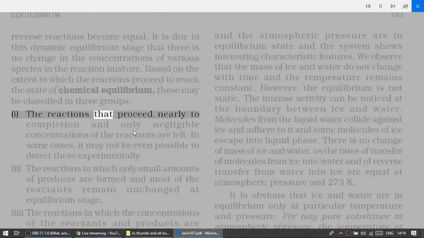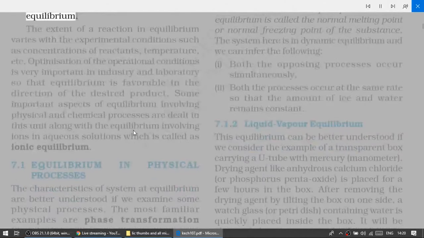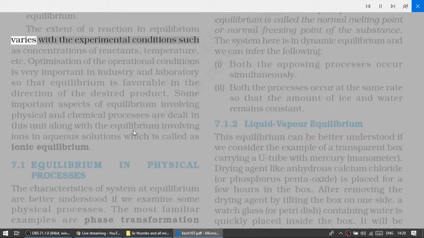1. The reactions that proceed nearly to completion and only negligible concentrations of the reactants are left. In some cases, it may not be even possible to detect these experimentally. 2. The reactions in which only small amounts of products are formed and most of the reactants remain unchanged at equilibrium stage. 3. The reactions in which the concentrations of the reactants and products are comparable, when the system is in equilibrium.